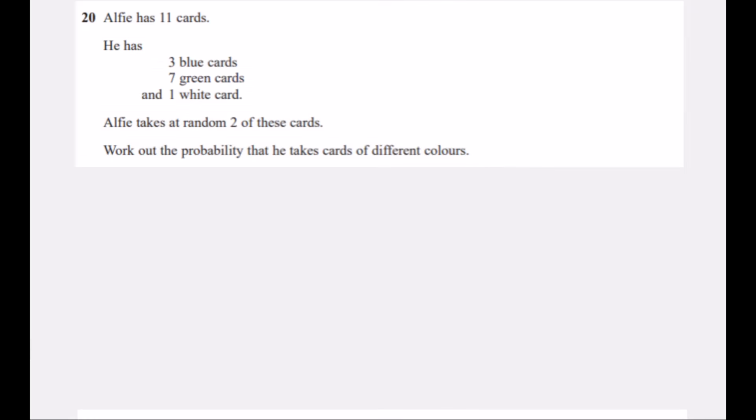Question 20. Alfie has 11 cards. He has 3 blue cards, 7 green cards, and a white card. He takes 2 cards at random. What's the probability he takes cards of different colours? So we could work out all the different combinations: blue, green, blue, white, green, blue, green, white, white, blue, and white, green. Or we could work out the probability of the same colours and then do 1 minus the probability that the colours are the same. And that should be a bit quicker.